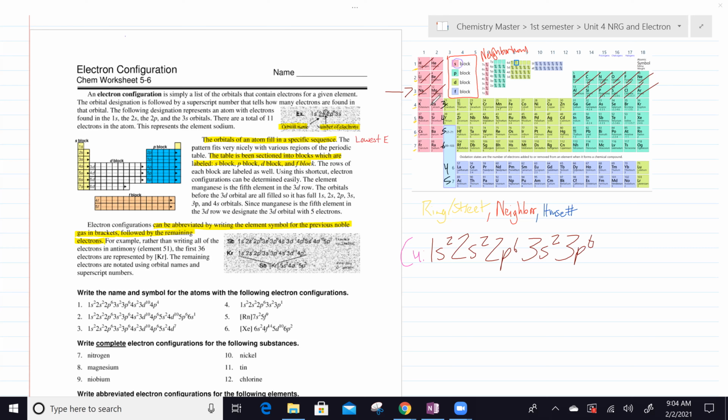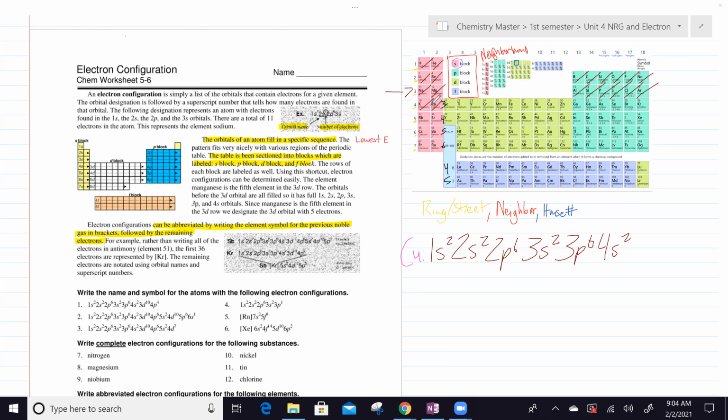4s2. Yes, you are right, Janiyah. 4s2 would cover potassium and calcium. All right, whoever gives me this ending part, remember you're dropping down a street number, okay? Dropping down a street number.